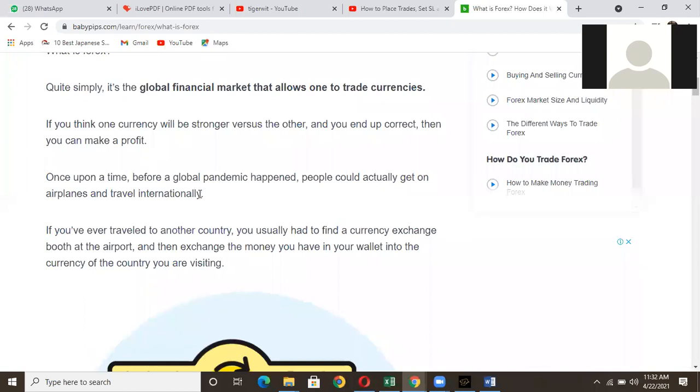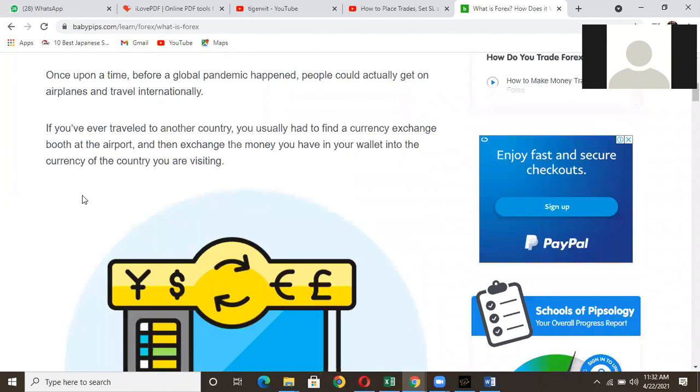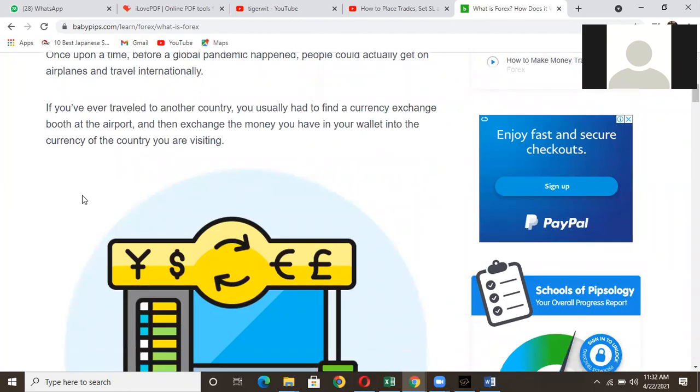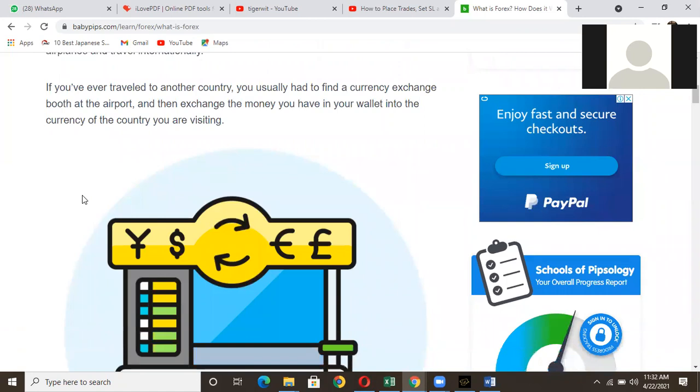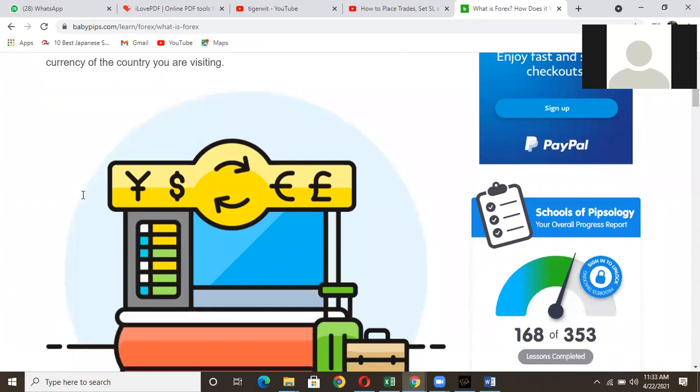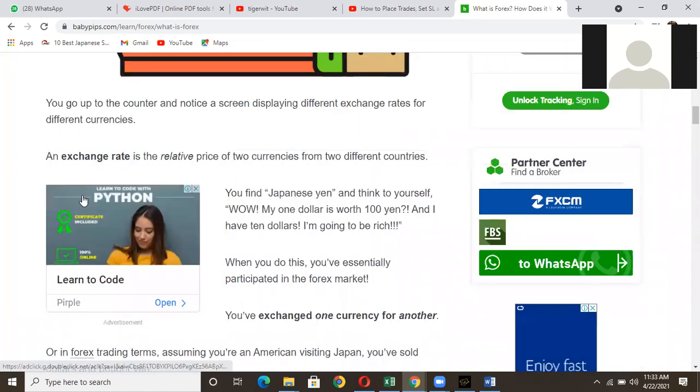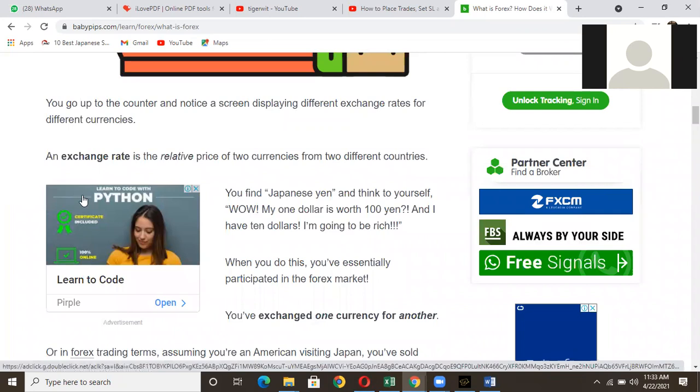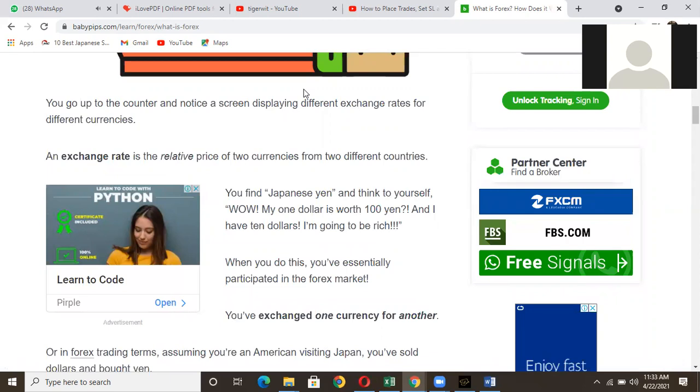Once upon a time we had a global pandemic. You know what happened last year, COVID, things are going more digital as we talk. Another thing, if you have traveled to another country, you'll find a currency exchange booth. You exchange the money you have in your wallet for the currency of the country you're visiting. You go to the counter and you notice the different screens. When you go to a bank or a bureau, you'll be able to see a red screen with those currencies there. That is to mean that you always have to look at the price to see which price you're getting. An exchange rate usually is the relative price of two currencies from two different countries.